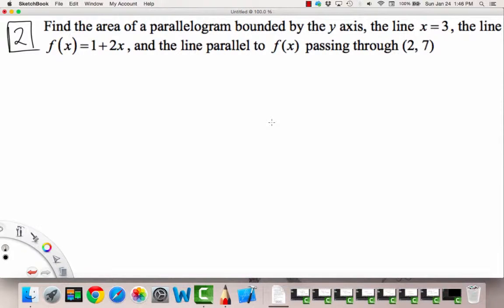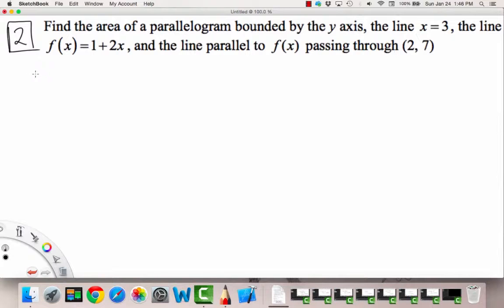Number 2, we're going to find the area of a parallelogram bounded by the y-axis, the line x equals 3, the line f of x equals 1 plus 2x, and the line parallel to f of x passing through (2, 7). Okay, there's a lot going on. First of all, what does a parallelogram have to do with anything? Do I have to remember geometry? The answer is kind of, sort of, yeah.